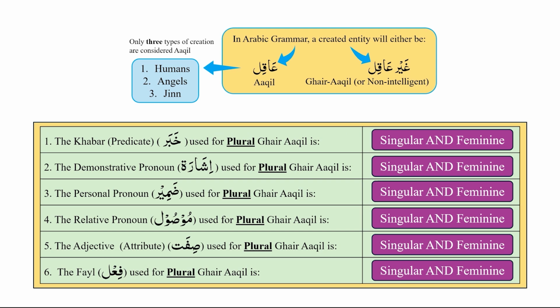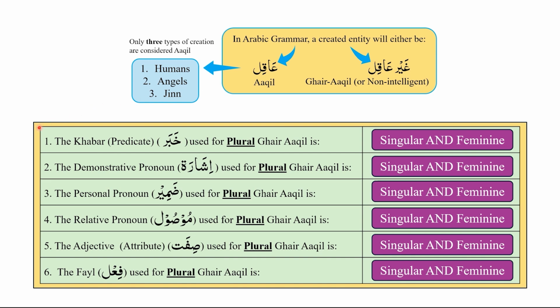Let us recap what we have learned. In Arabic grammar, a created entity will either be aqil or intelligent, or it will be ghair aqil or non-intelligent. Only 3 types of creation are considered aqil. These are humans, angels, or jinn.